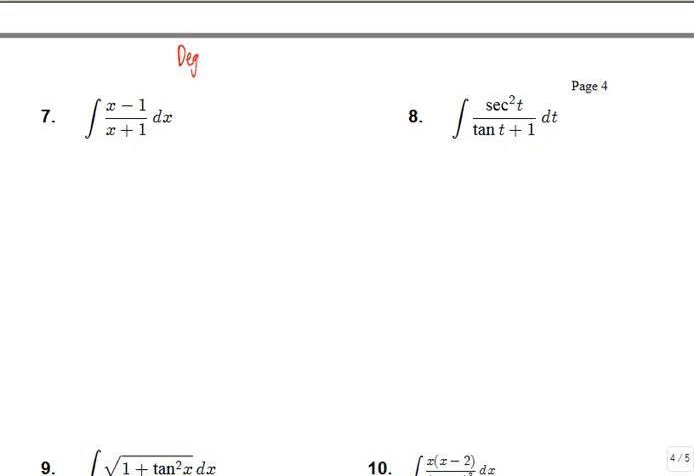If the degree of the top is greater than or equal to the degree of the bottom, then you're going to use long division first. Okay, so everyone hates long division, but it's usually not too bad on these problems. Here's what we do. We take that numerator and we divide it by that denominator.